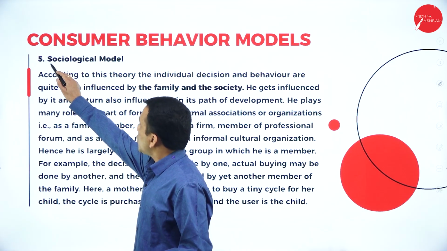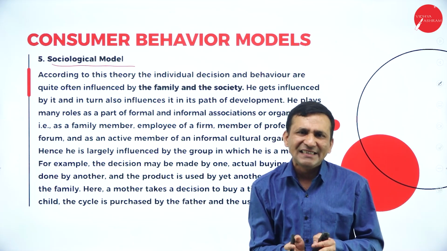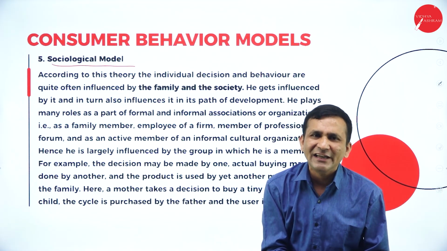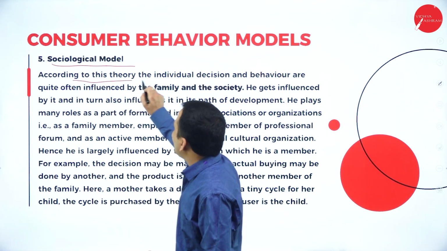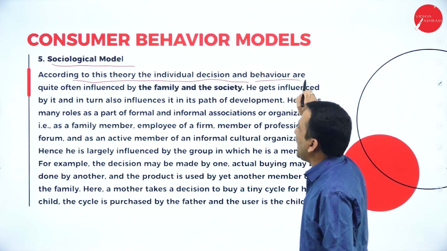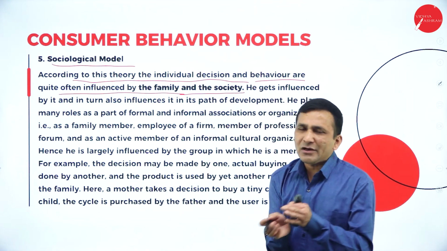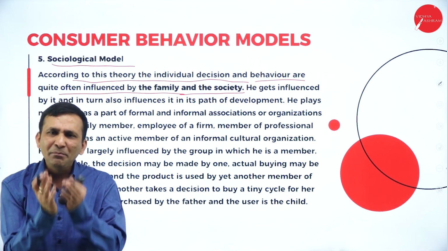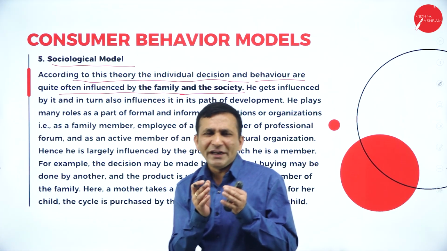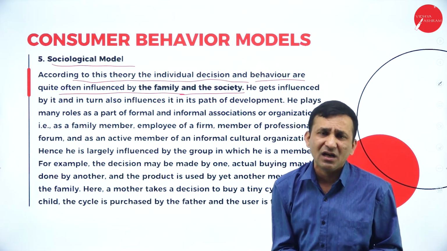Next one, the sociological model, which is completely related to society. Okay, so in this society only, we are able to identify the real consumers. According to the theory of individual decisions, behavior is quite often influenced by the family and the society, because the family members, the consumers, are completely dependent on society. You need to study the social class or society, and on that basis only the companies are studying.